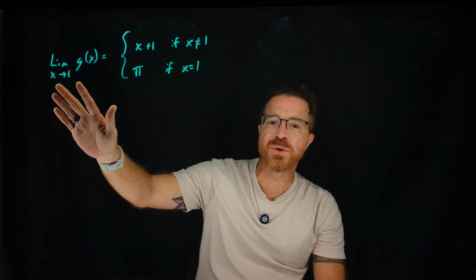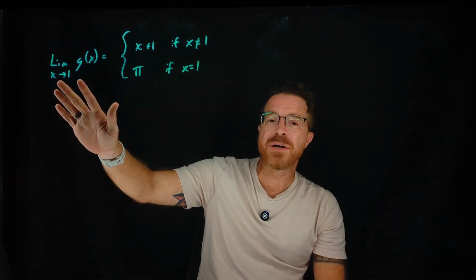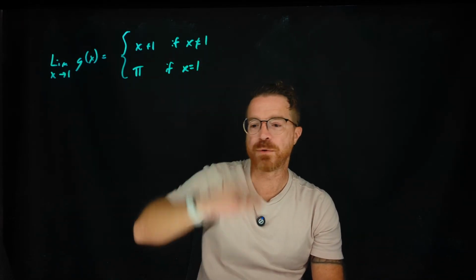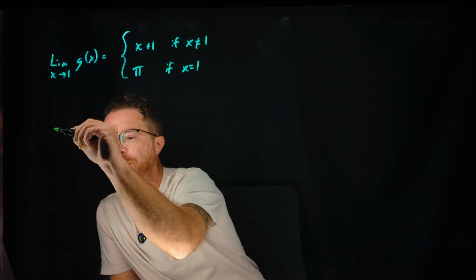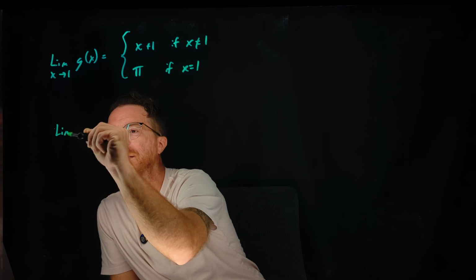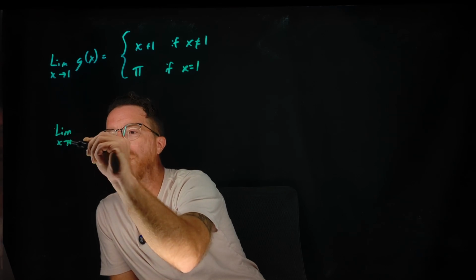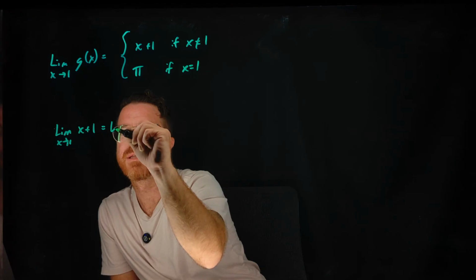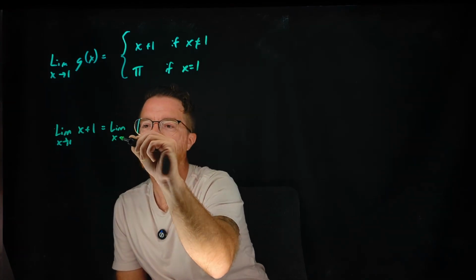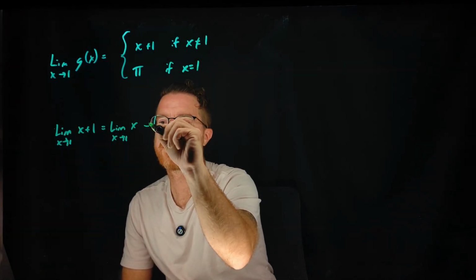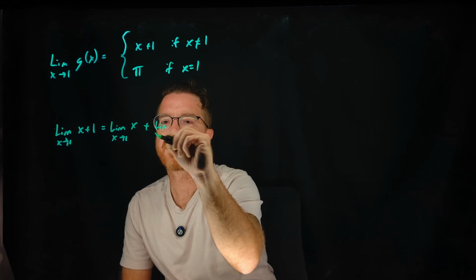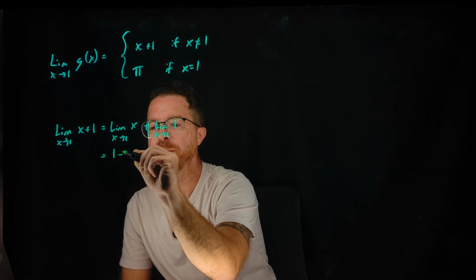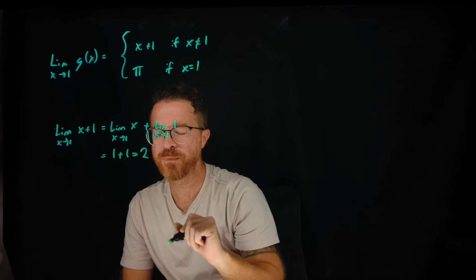Well, remember, when we're approaching 1, this means that we're not at 1, meaning we're going to be focusing on this when x is not equal to 1. So this means that we would have the limit as x approaches 1 of x plus 1, which is just going to be the limit as x approaches 1 of x, plus the limit as x approaches 1 of 1. This is going to be equal to 1 plus 1 equals 2.